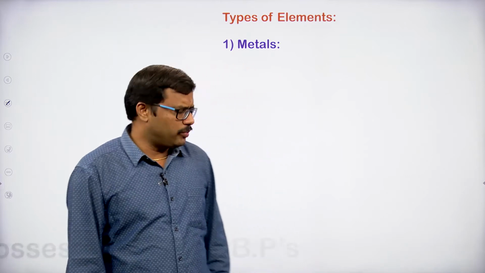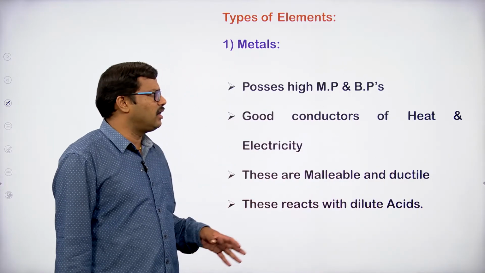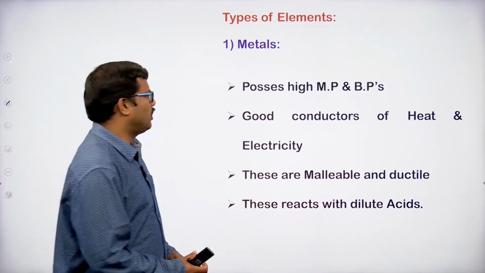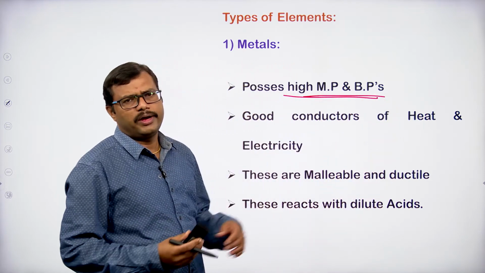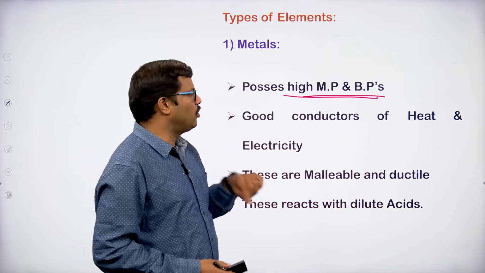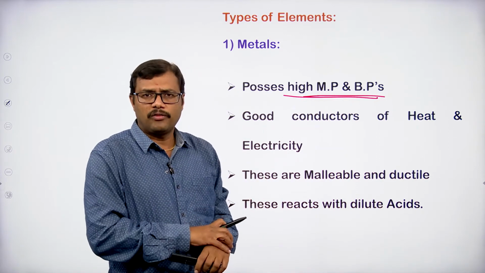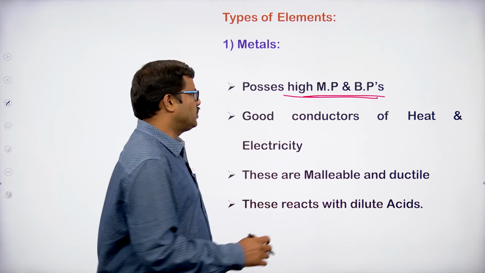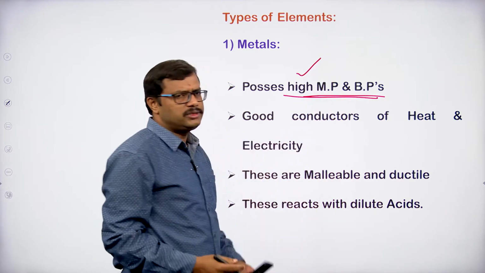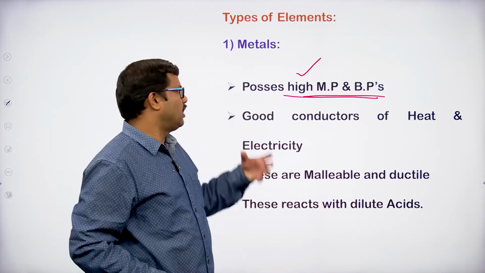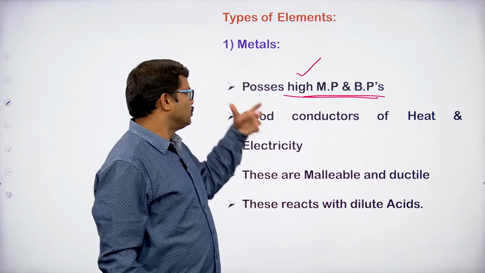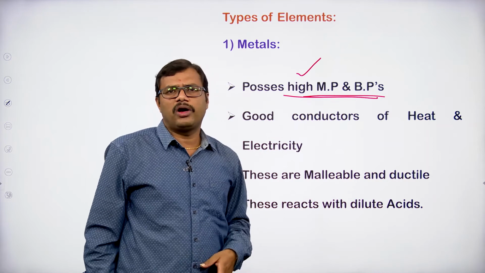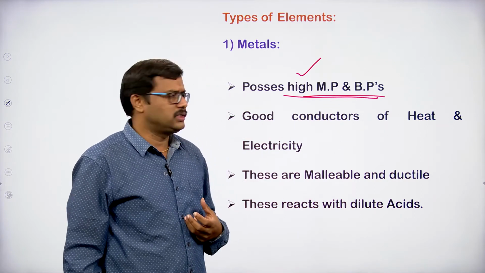Because of the solid nature they have under room conditions, what are they going to possess? They are going to possess very high melting and boiling points. They possess melting points and boiling points as well, but of course what are the values? The values are very high. So metals exhibit high melting points and high boiling points.